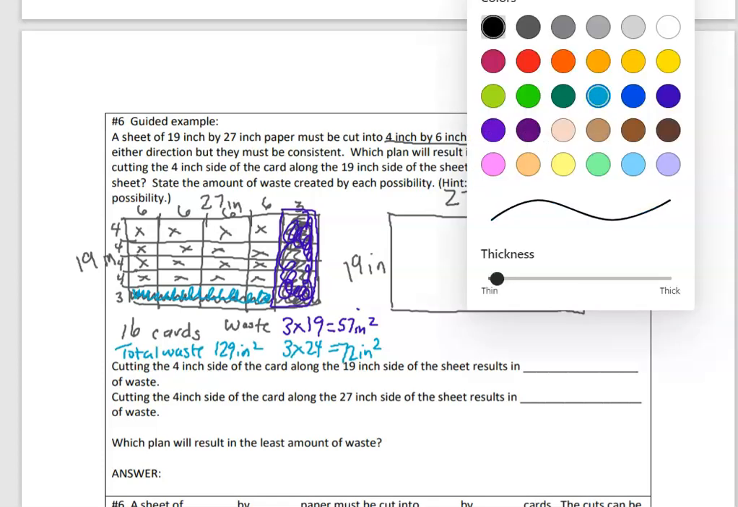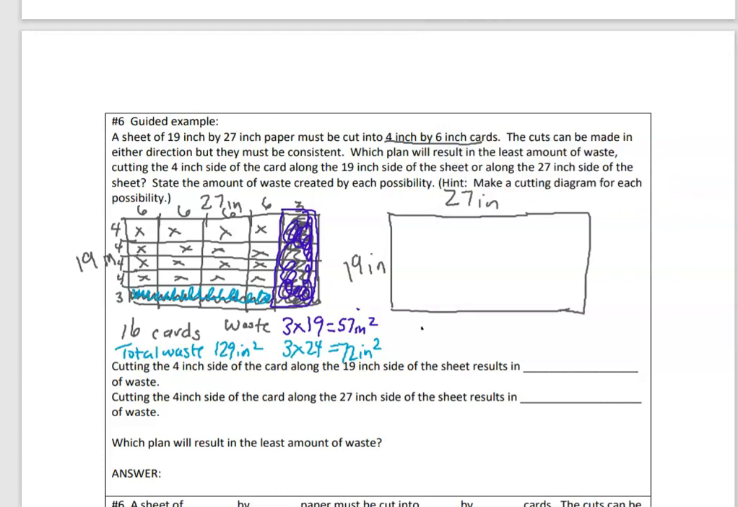Now we've got to look at our other option. We're going to turn the card so that the 6 part goes this way and the 4 part goes this way. So how many 6s will fit into 19? 6 times 3 is 18, so I think I'm going to be able to fit 3 cards with 1 inch down here left over, right? This would be 6, 6, 6. So 6 times 3 plus 1 would get us our 19.